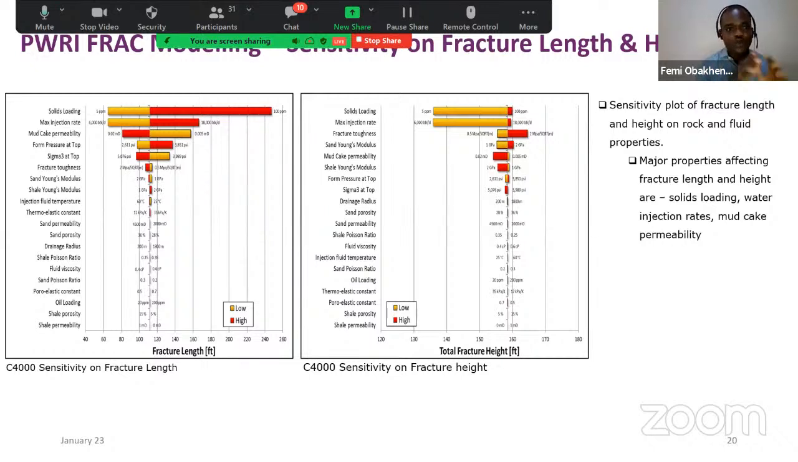Now, once you have this picture, you know which of the properties you can regulate so that your fracture length and height do not grow beyond your reservoir and into your caprock. So you can do this sensitivity analysis, and of course you can't change the ones you can't control. For example, the amount of solids in your injection water, you can control that, and that affects the type of surface equipment you put in your system. Do you want a filtration system? Do you want a de-oiling system? How much filtration do you want, so as to reduce the solid loading in your injection water as much as possible so that you can keep your fracture within your reservoir?